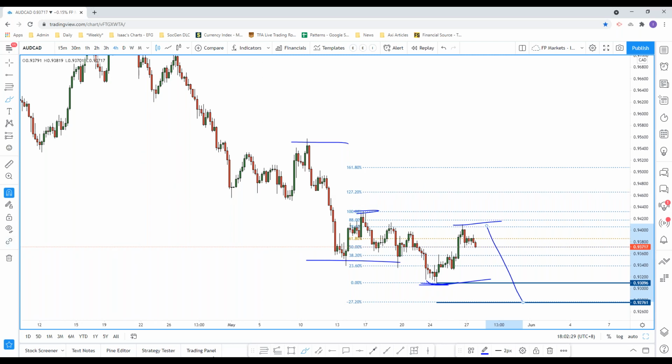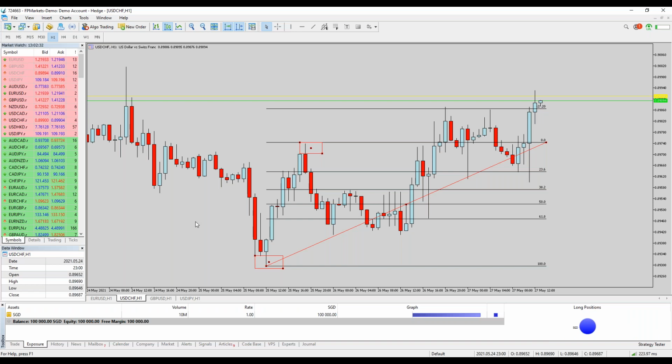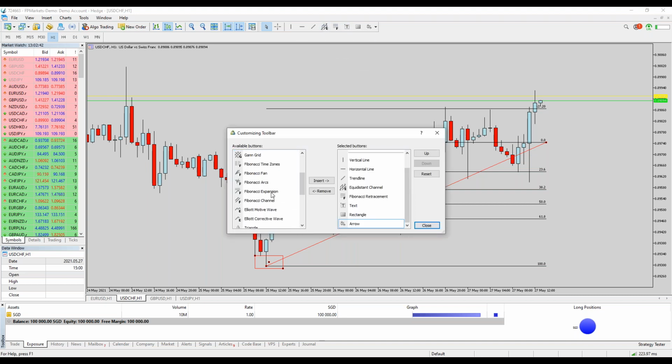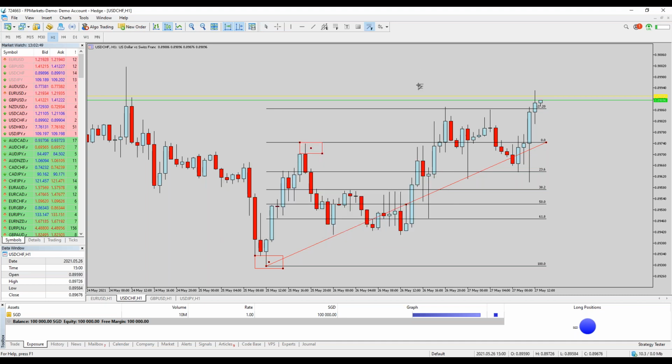Okay, so Bartholomew, you are talking about the Fib expansion tool on MT4, the same as the Fib extension tool in TradingView. Yes, it is the same. So you can right click on the toolbar, click customize, look for Fibonacci expansion. Okay, it is the same, right? There is this Fibonacci expansion.